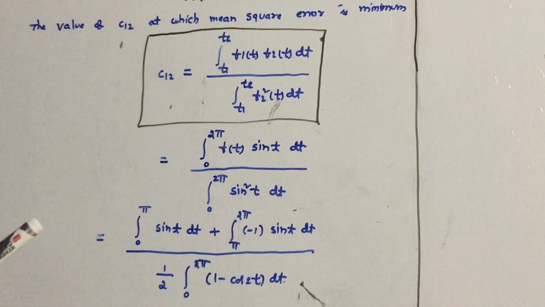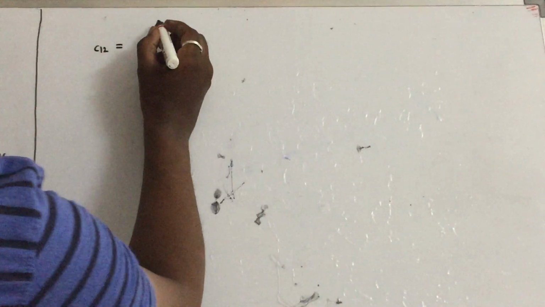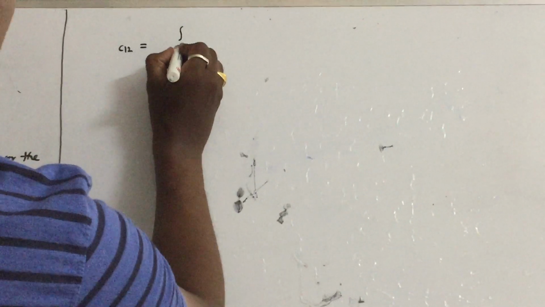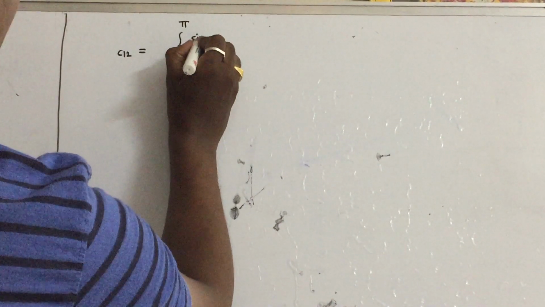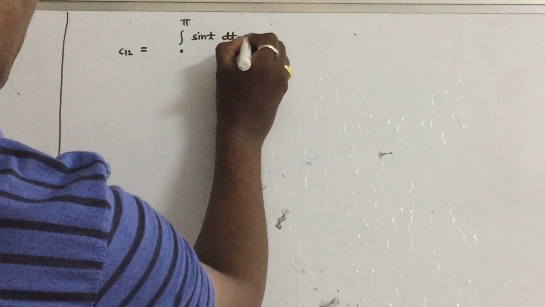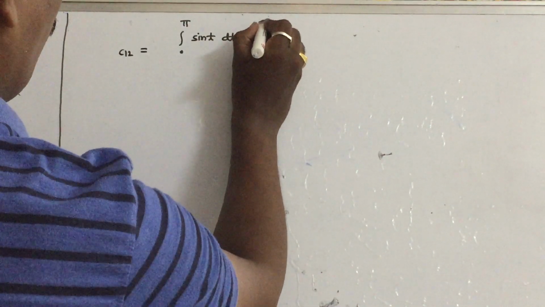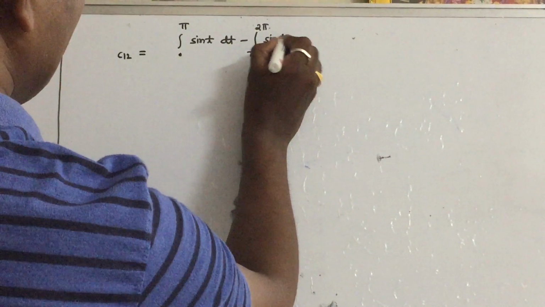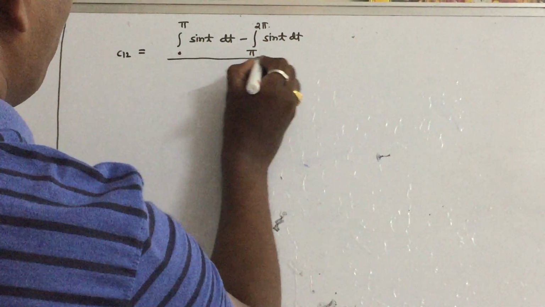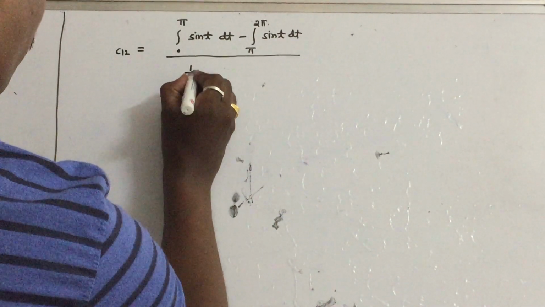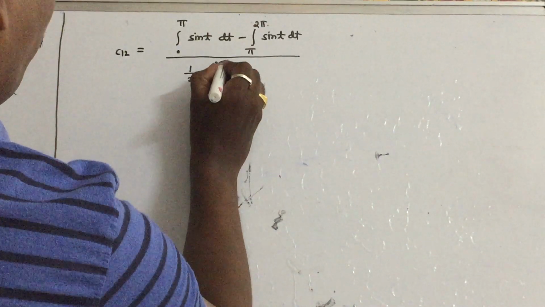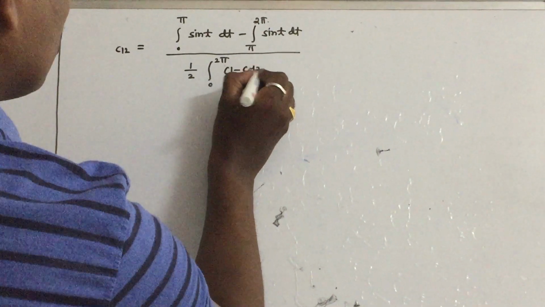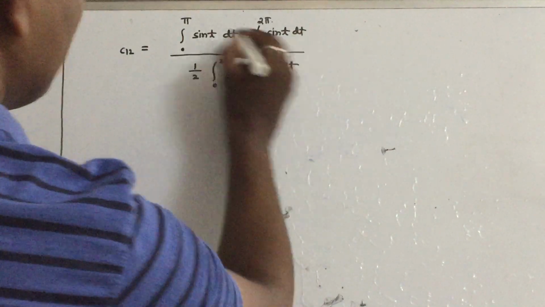Just evaluate this integral, you will get the answer for C12. Therefore C12 is equal to, I am writing it again for understanding purposes, integral 0 to pi sin t dt minus integral pi to 2 pi sin t dt, divided by 1 by 2 integral 0 to 2 pi of (1 minus cos 2t) dt. Just simple mathematics is required.